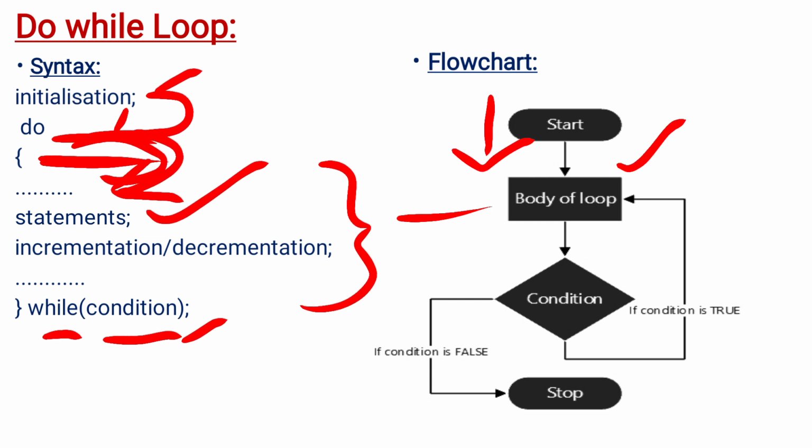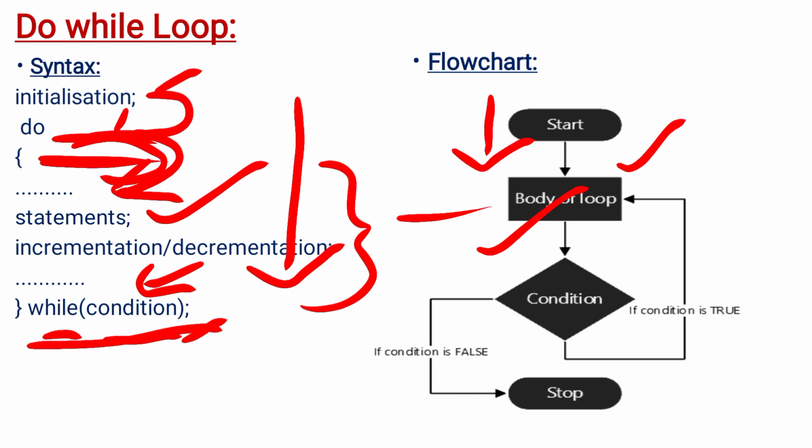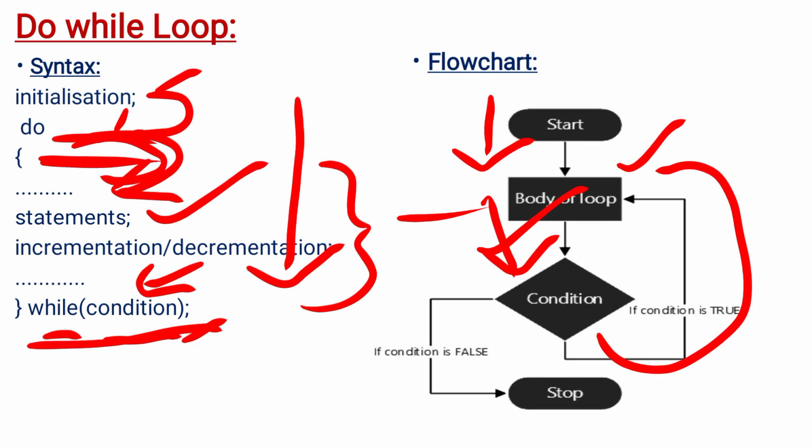These statements are executed, so these statements are treated as the body of the loop. This body of the loop is executed first, and then after execution it goes for the while condition. After executing these statements, the condition is going to be checked here. Means after executing the body of the loop, the control comes to the condition. If the condition is true, then again it is going to execute the body of the loop.